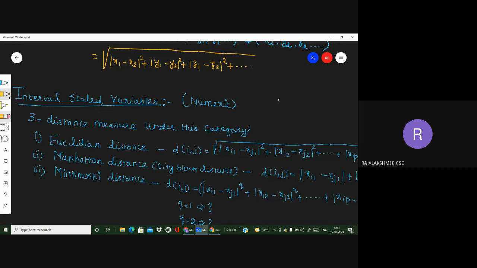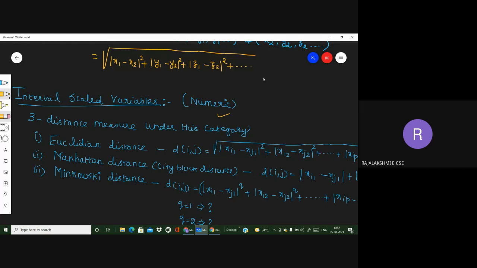Okay, fine. Very good. So if it is an interval scaled variable, as you know, it is a numerical quantity. In a numerical quantity, if the same distance formula is used, how can it be measured? That we are going to see now. In case of interval scaled variables, the same distance formula can be applied in 3 ways. Three distance measures are used in numerical quantities. The first is the Euclidean distance, the second is the Manhattan distance, and the third one is the Minkowski distance.